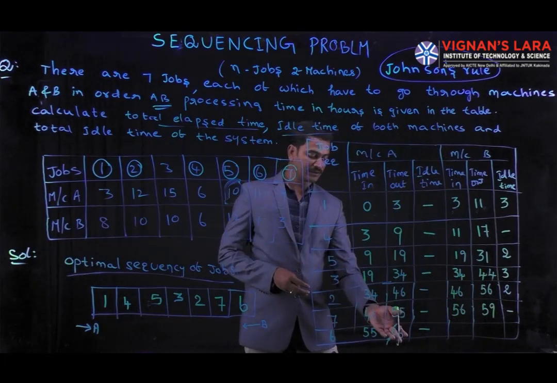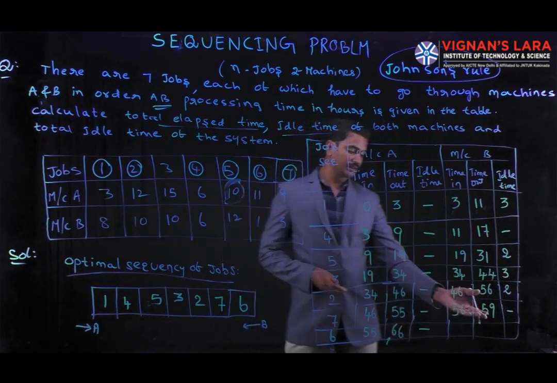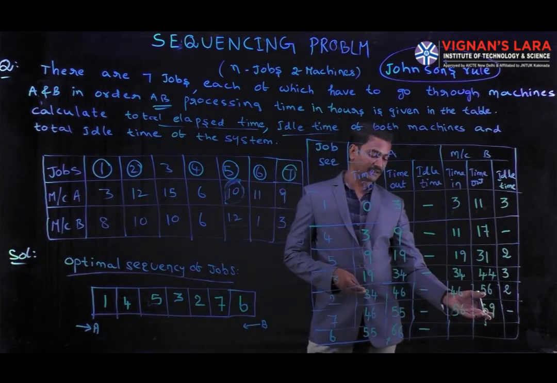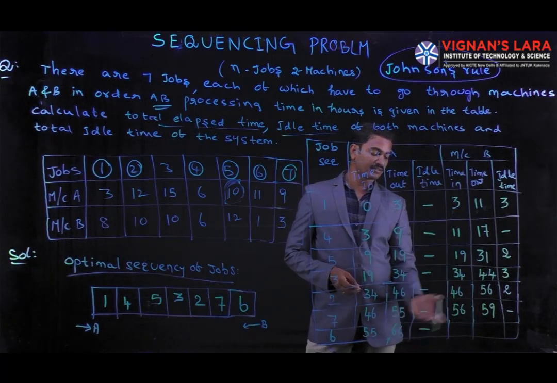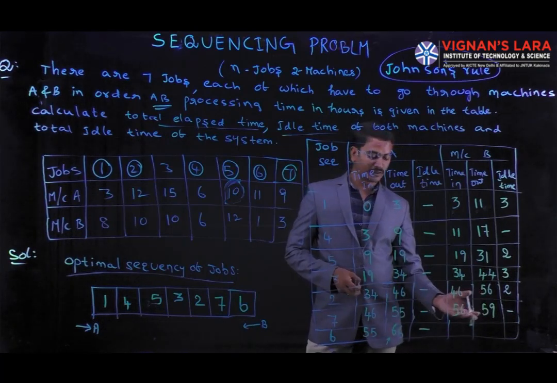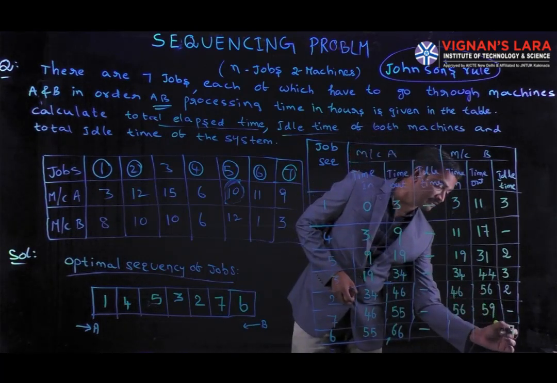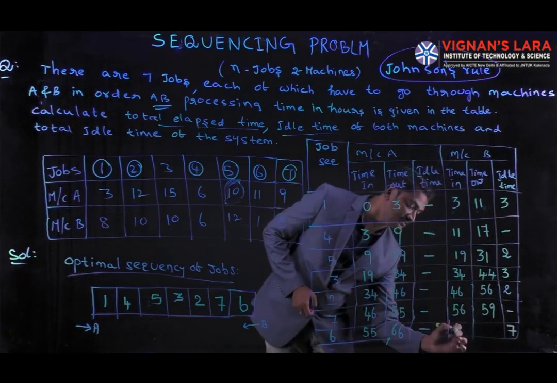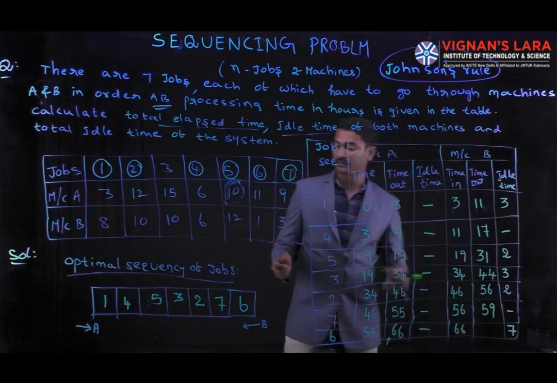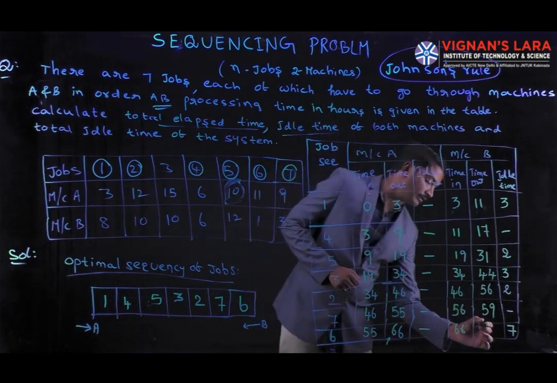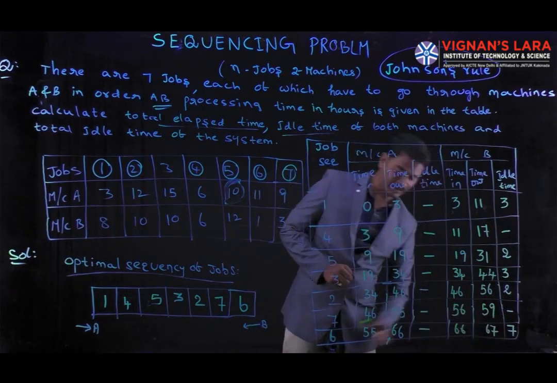The 6th job was completed at the 66th hour but machine B completed its job at 59. Up to the 66th hour it has to wait. So here the idle time is 7 hours, the starting time is the 66th hour, and the processing time is 1 hour. It is the 67th hour.